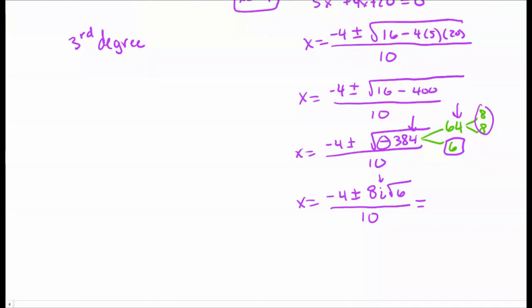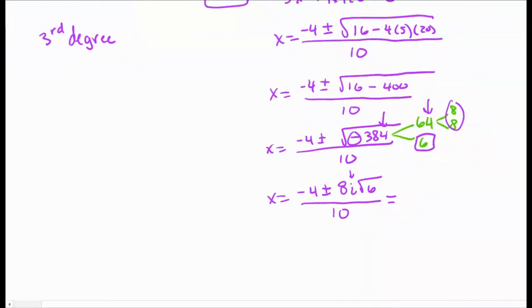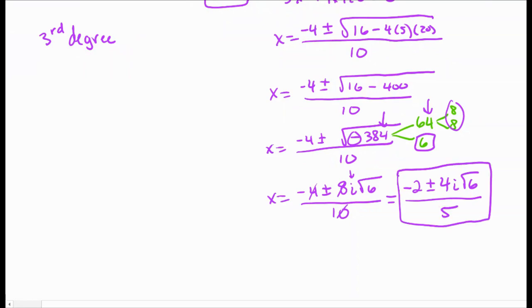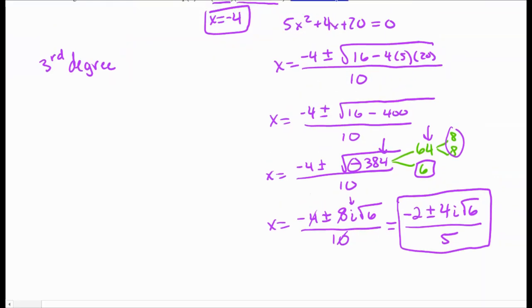So my final step here is to simplify all the whole numbers because they are all divisible by 2. Then I'm going to get my final answer of -2 plus or minus 4i times the square root of 6 over 5. Now, some people write this differently, like wherever they place the i. I'm not super picky about it, so I'm going to leave it like this as my second and third answer or root.